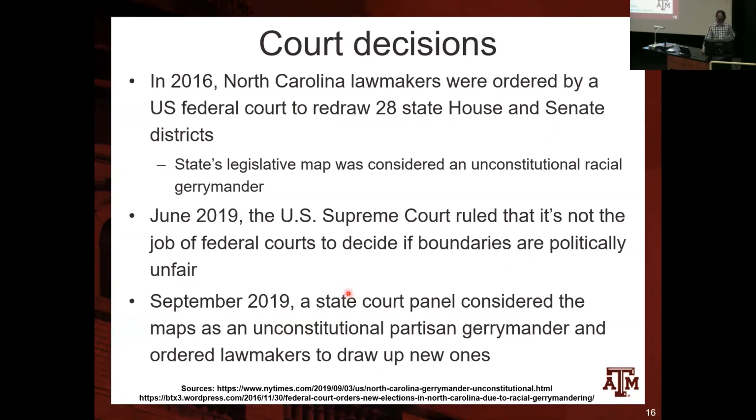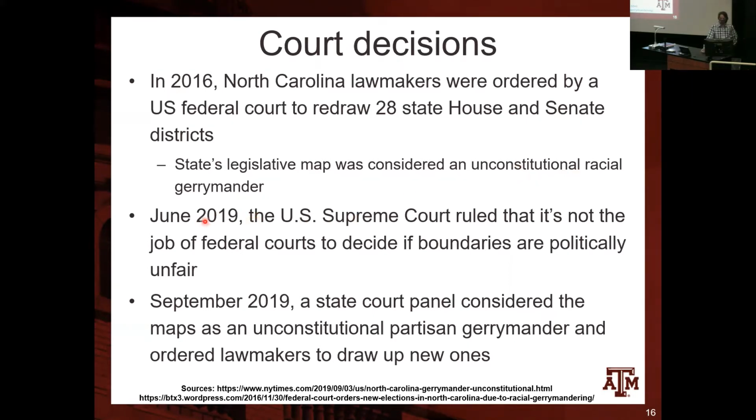In 2016, North Carolina lawmakers were ordered by a US federal court to redraw 28 state House and Senate districts, exactly those districts that I just showed. The idea was the state's legislative map was considered unconstitutional by doing racial gerrymandering.